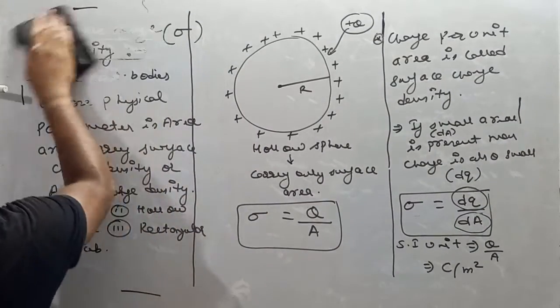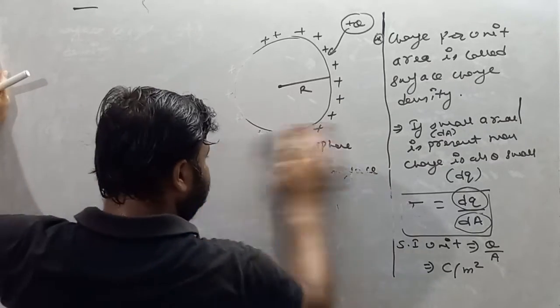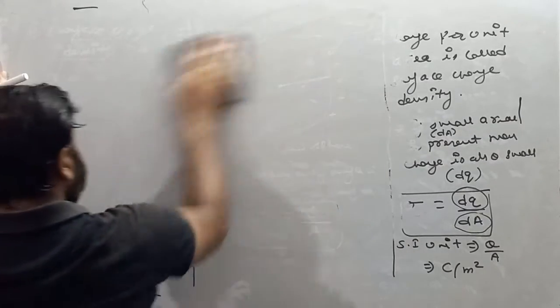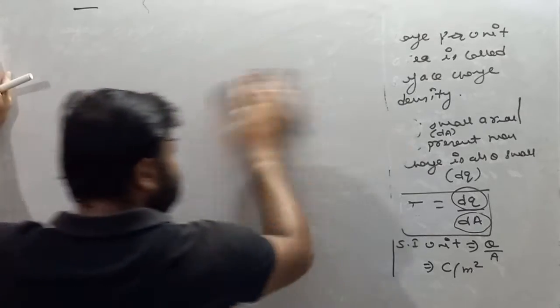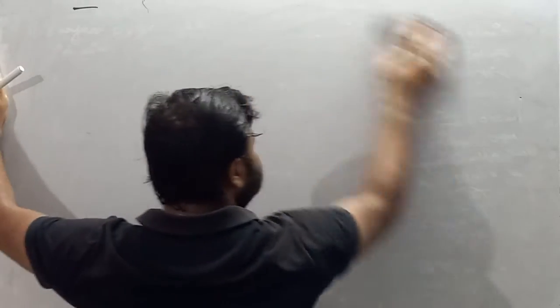Now moving forward with volume charge density. Write down, third topic is volume charge density.